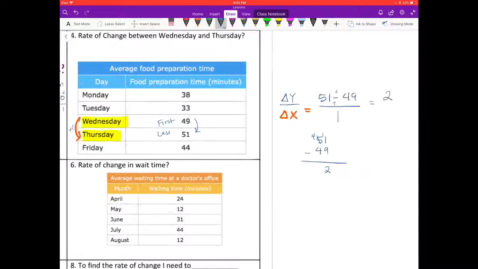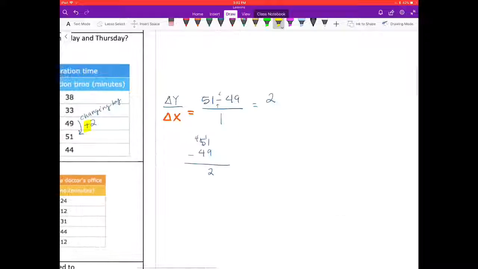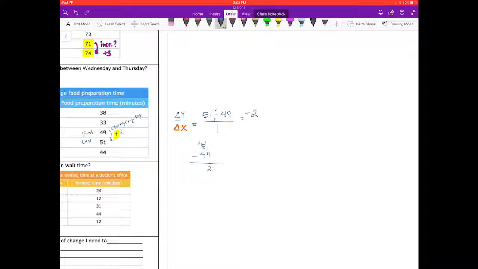Now be careful. 49 to 51, isn't that a difference of 2? Isn't it changing by 2? But be careful, it's increasing by 2. Okay, so this would be a good answer, or that would be a good answer. And then, of course, that's over 1, but we're not in a graph, so we don't really need that. Then we do division, so 2 divided by 1 is just 2.